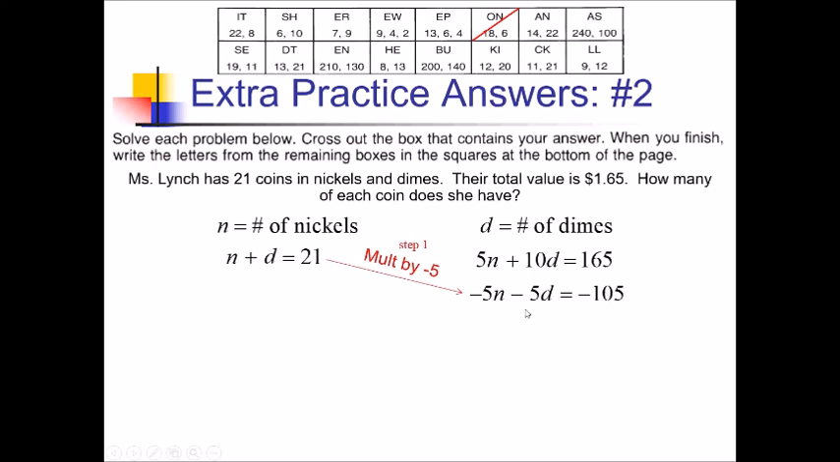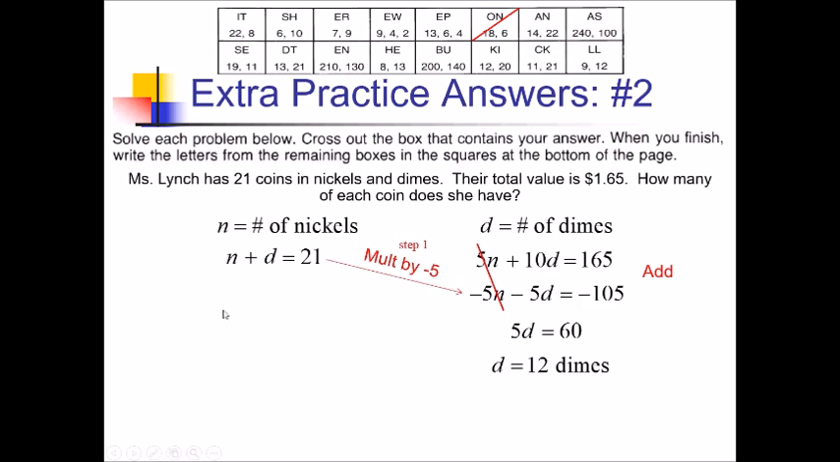Now I can add these equations together. That cancels out my 5n's. 10d plus negative 5d is going to be 5d. And now 165 plus negative 105, that's going to be 60. Dividing both sides by 5, I end up with d equals 12. So 12 dimes. Now I just have to plug that back into one of the equations.